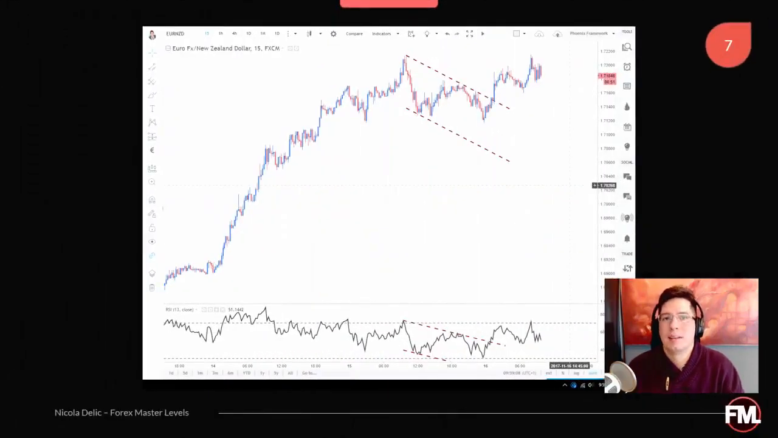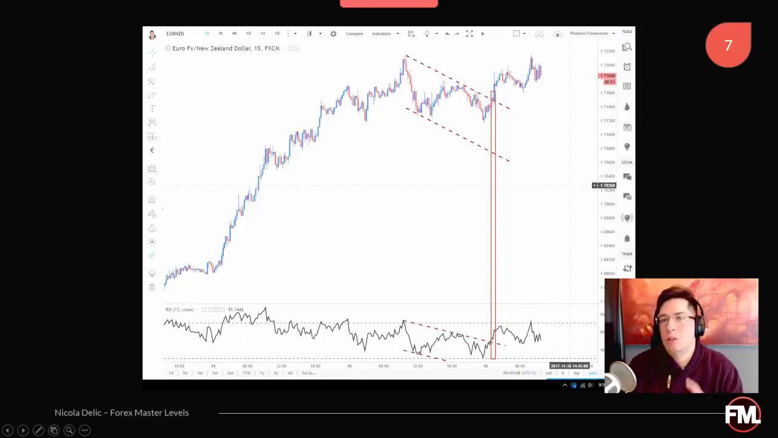Let's see for the flag, same idea, we are redrawing that same formation on the RSI. Keep in mind that for some reason I've been using 13 for a long time. I know the default is 14, but for some reason I like 13. It's going to work both ways, even if you are not using 13 as your custom setting. Just redraw the same formation and see if you have the breakout while you have the price breakout.